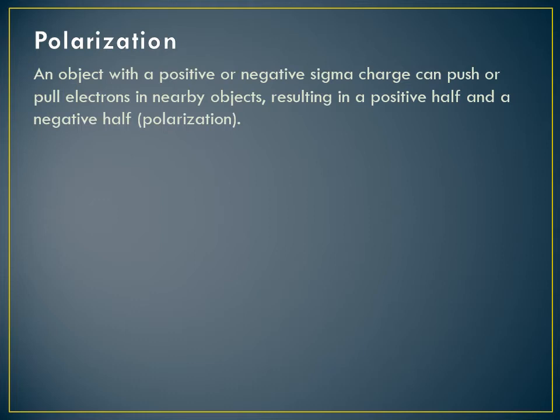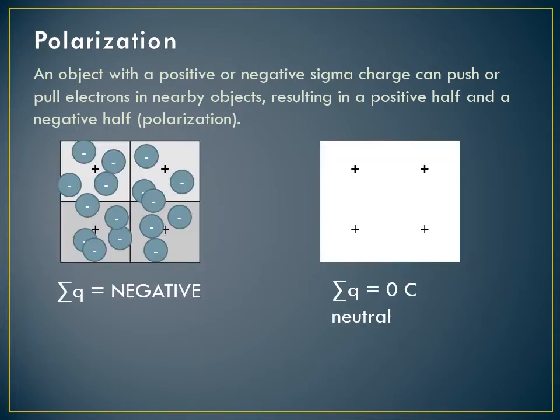So the first process to talk about is called polarization, and polarization is not actually charging in that an object doesn't gain or lose any electrons during this process. What's happening is the electrostatic force is just pushing or pulling on the charges inside another object, even without making any contact or without causing those charges to move on or off.